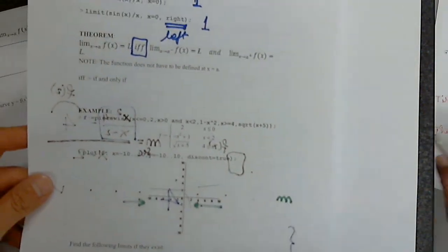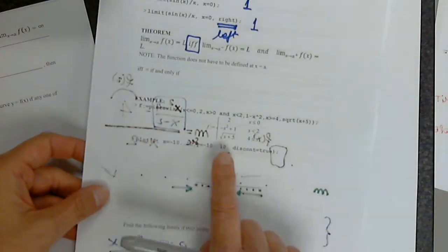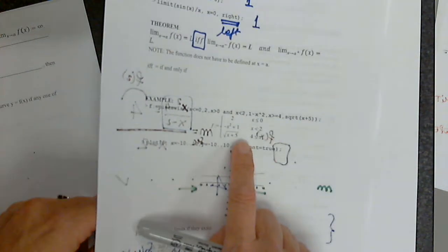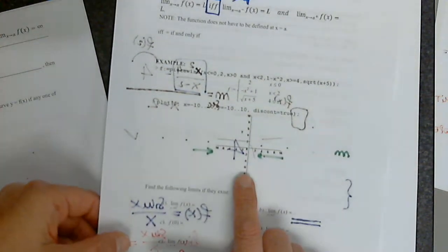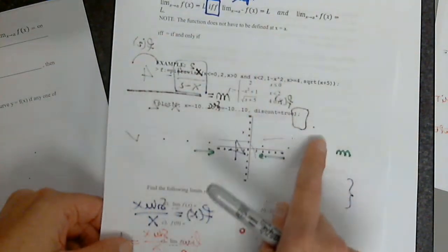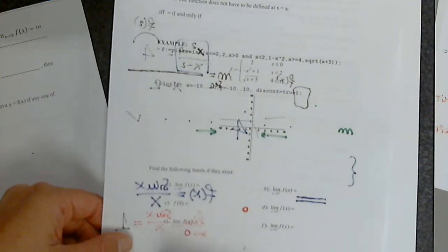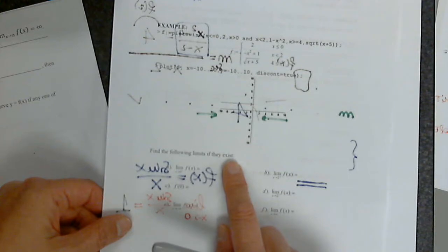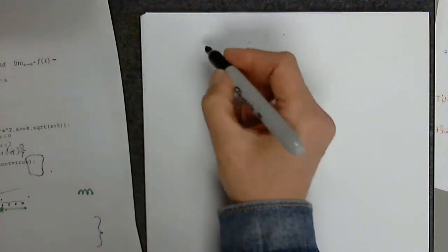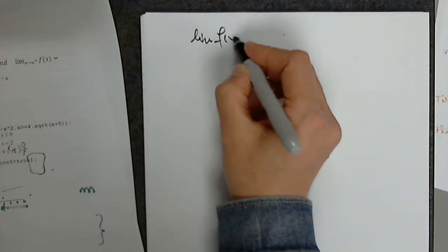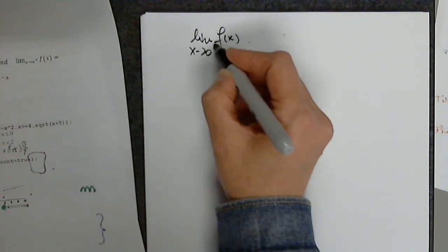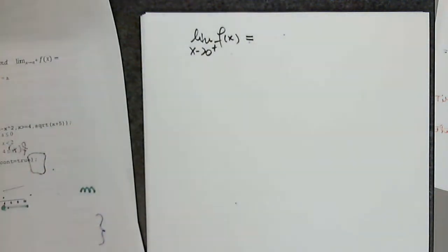item on my list is an example, which is our example, our problem that we worked on. And I just copied the graph one more time. So this is from our previous readiness quiz. And I'm asking you to find the following limits if they exist. And now I'm going to write it here. So for that graph, I want you to tell me how much is the limit of f of x as x approaches 0 from the right.